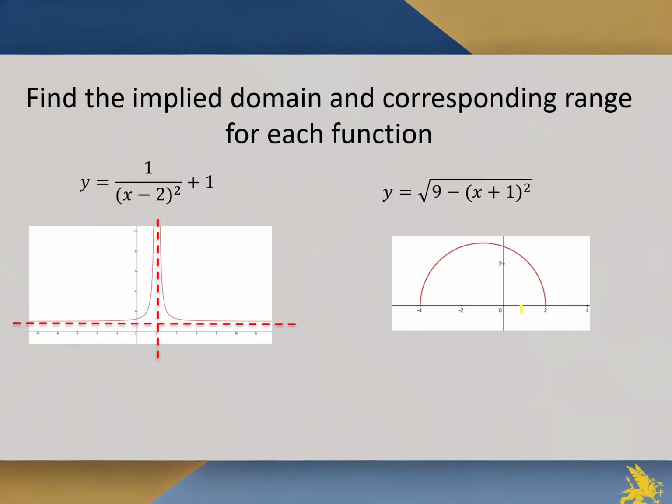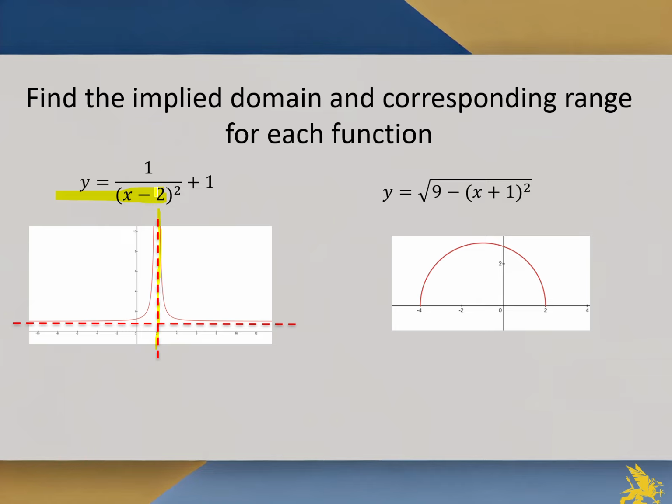If I look at the next question, we've got to find the implied domain and corresponding range for each function. Straight away, if I look at the implied domain, the first thing I need to think about is my asymptote. My asymptote is right here, which means it's going to be any real number except for that point, and this point is given by 2. Because when does the bottom of my fraction equal 0?